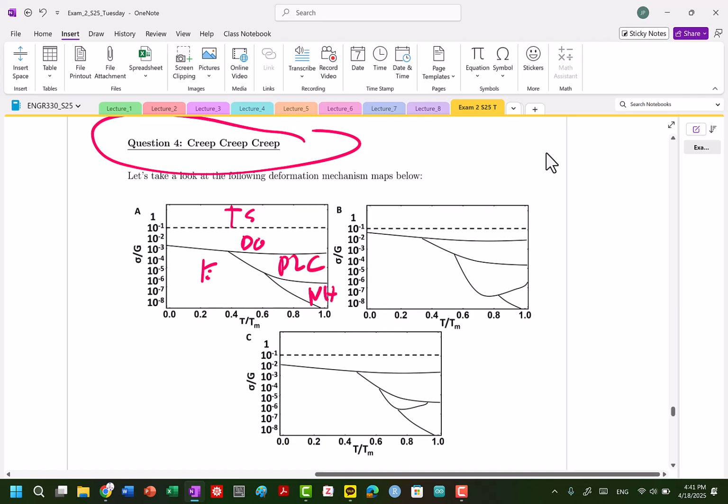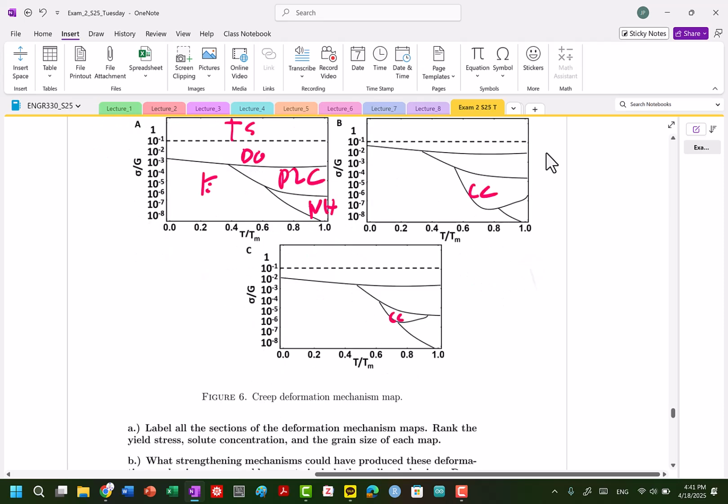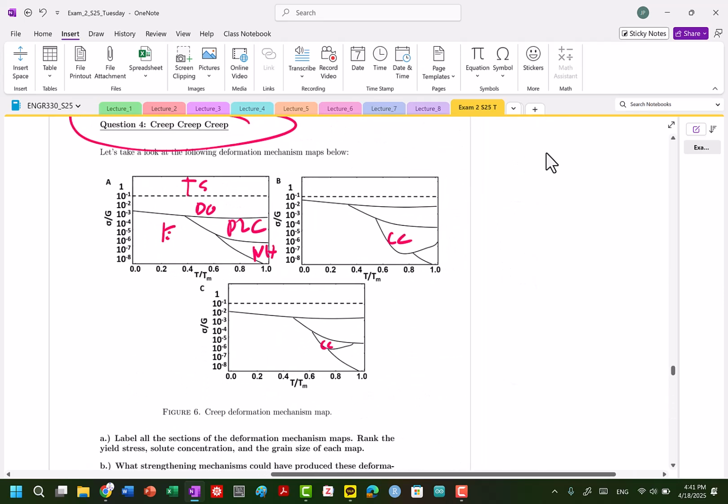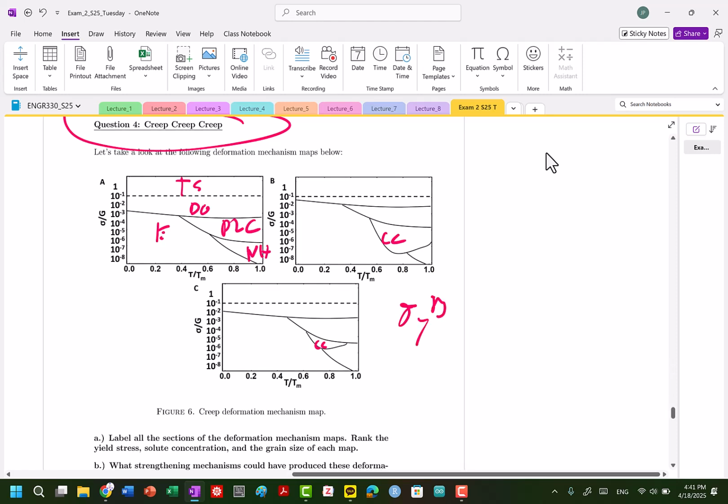This is power law creep. And then this would be our Coble. This would be our Coble here. And then the same for the rest of the maps. Let's go ahead and rank yield stress. Yield stress of B is greater than yield stress of C, which is greater than the yield stress of A.